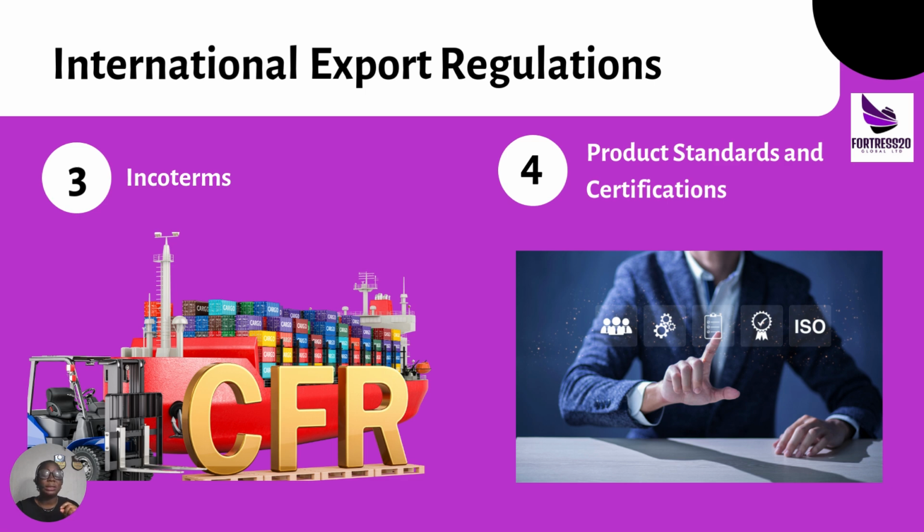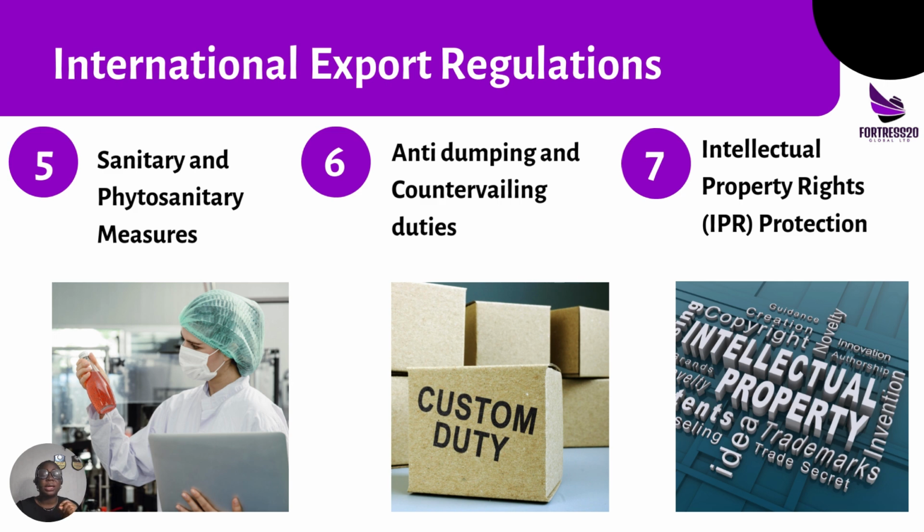Number four, product standards and certifications. Exported goods must meet international quality standards such as ISO certifications to be accepted in global markets. Additionally, products like pharmaceutical products or electronics may need specific certifications before they are allowed into certain countries. Number five, sanitary and phytosanitary measures. These ensure that food, plants, and animal products meet certain health standards, preventing the spread of diseases and pests across borders. Number six, anti dumping and countervailing duties.